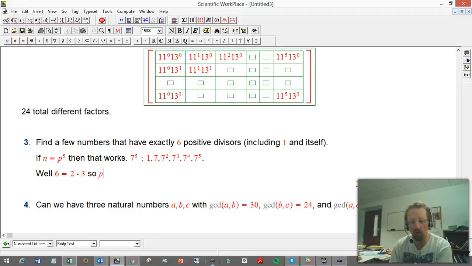So I claim a prime to the 1 power times a different prime to the 2 power works as well. So for example, n equals 3 times 25 equals 75. I claim that has exactly 6 factors, 6 divisors. And again, that's including 1 and itself.